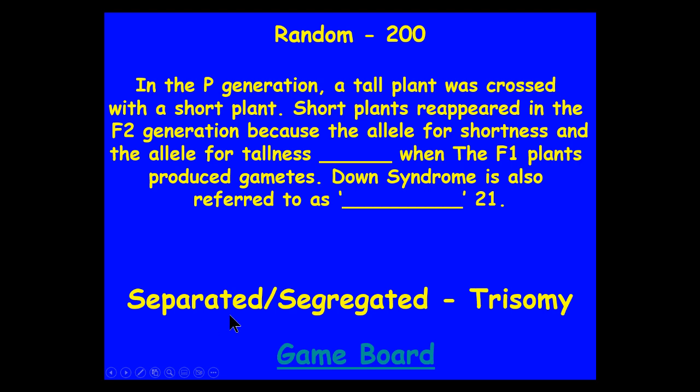All right, so they separated or segregated. Remember, the only way to get that recessive allele away from the dominant allele so it could be paired with the other recessive allele is if you separate them during gamete formation. And Down syndrome is referred to as trisomy 21 because there are 3 copies of chromosome number 21 for Down syndrome people.